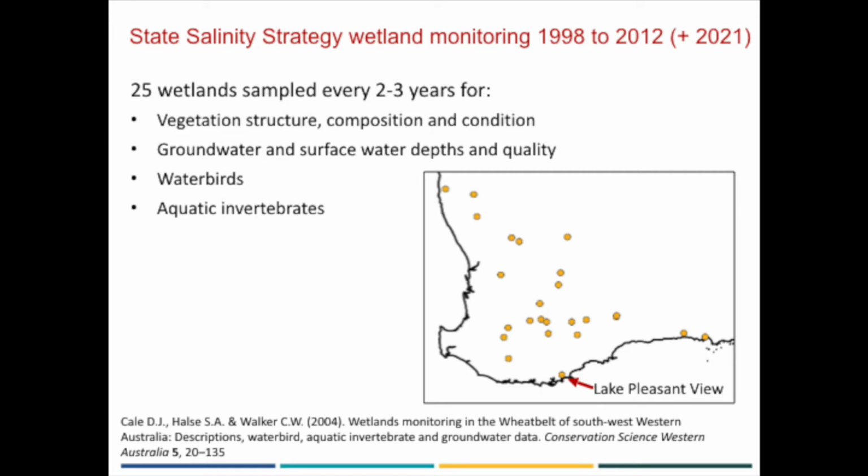And again, they collected very similar variables to the first survey: vegetation structure, water quality information, aquatic macroinvertebrates, and water birds as well. And again, just to orient everybody, here's Lake Pleasant View, and I'll spend a bit of time talking about the patterns that we're seeing within Lake Pleasant View.